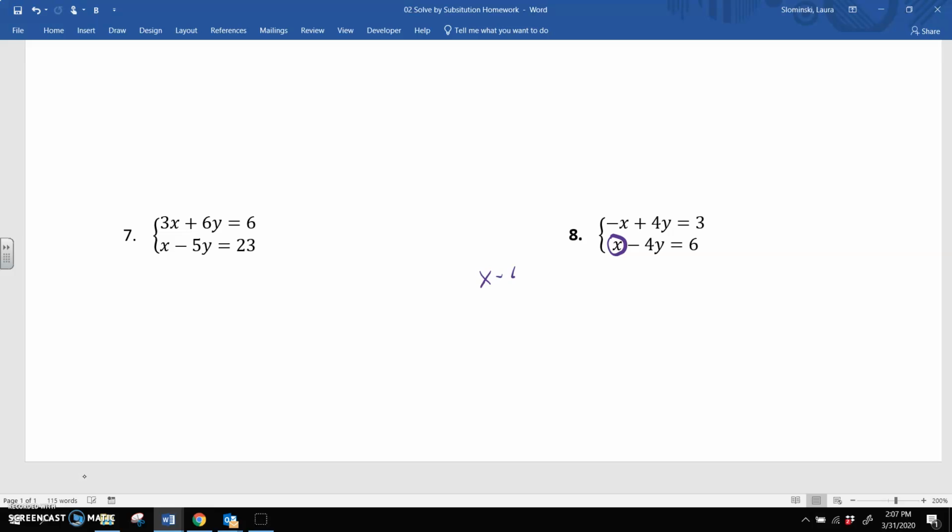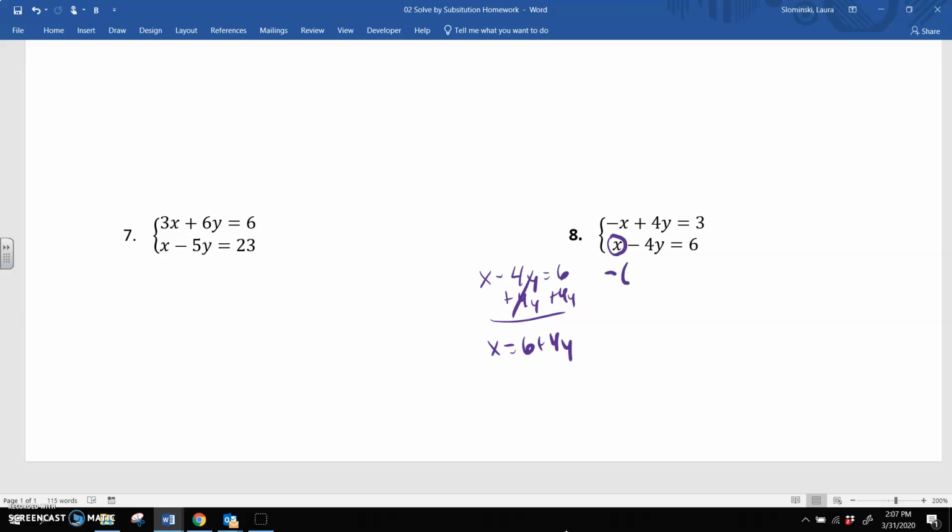So I have x minus 4y equals 6. I just need to add 4y to both sides. I'm left with x equals 6 plus 4y. So I'm going to take that x value, the 6 plus 4y, and substitute it back into the top equation.